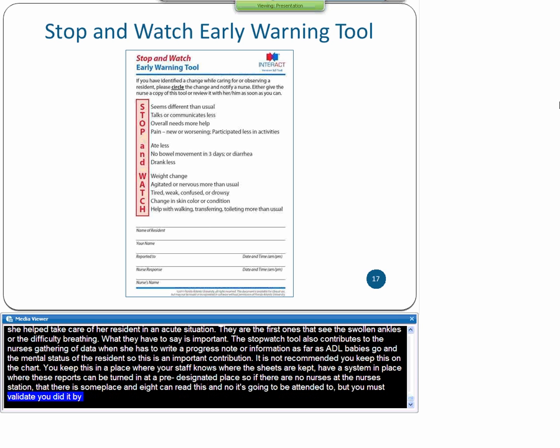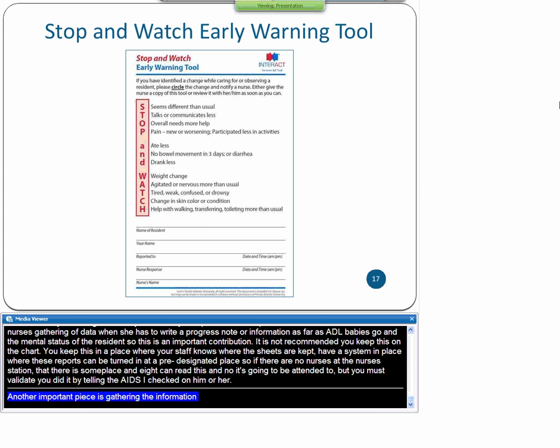Another important piece, as I said, is gathering the information that they tell you so that you can track decline over time or increasing severity of a condition. This early recognition is very, very important.